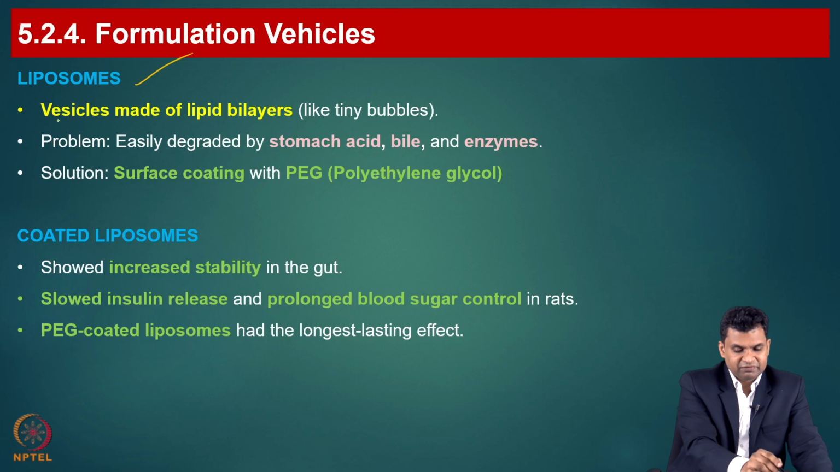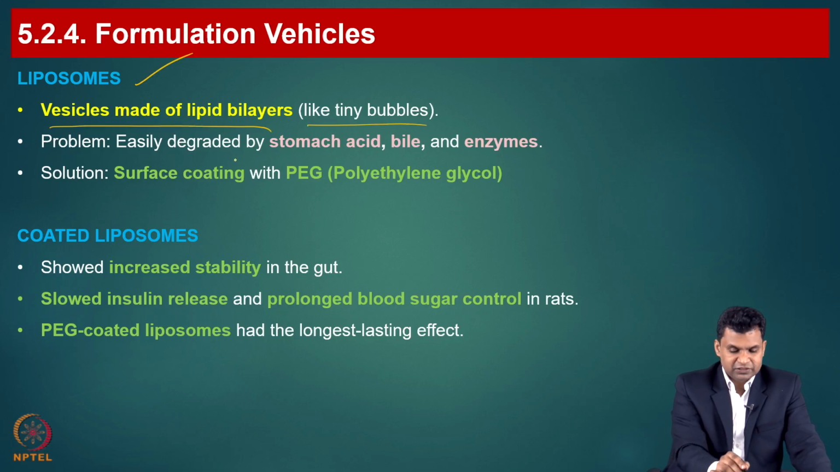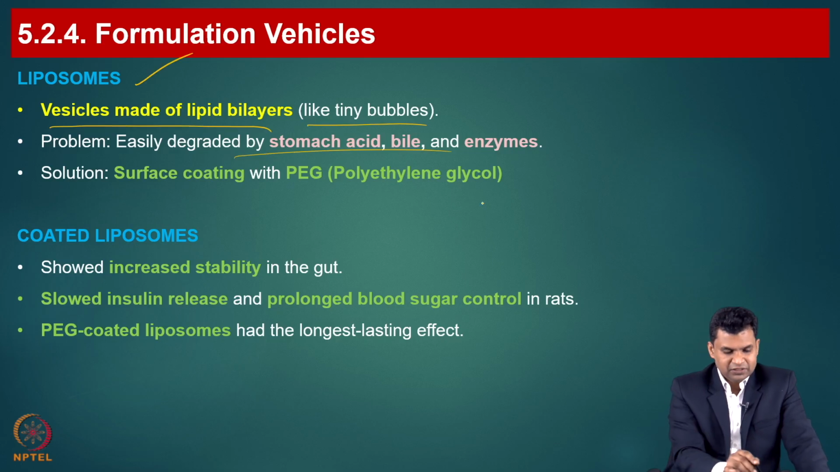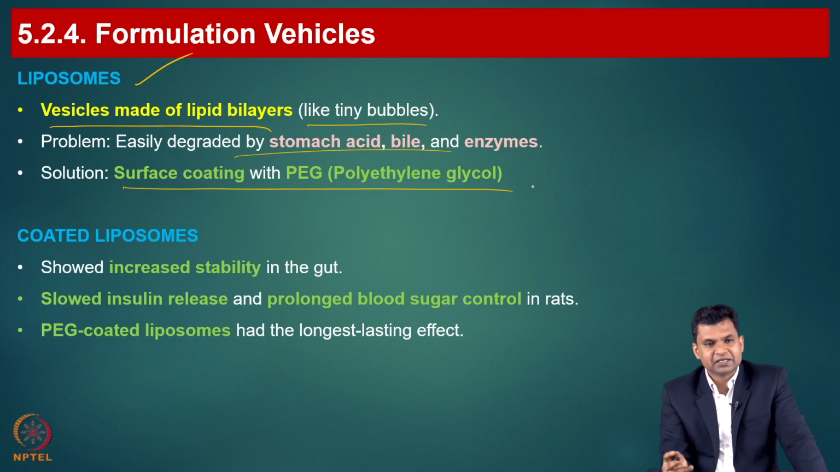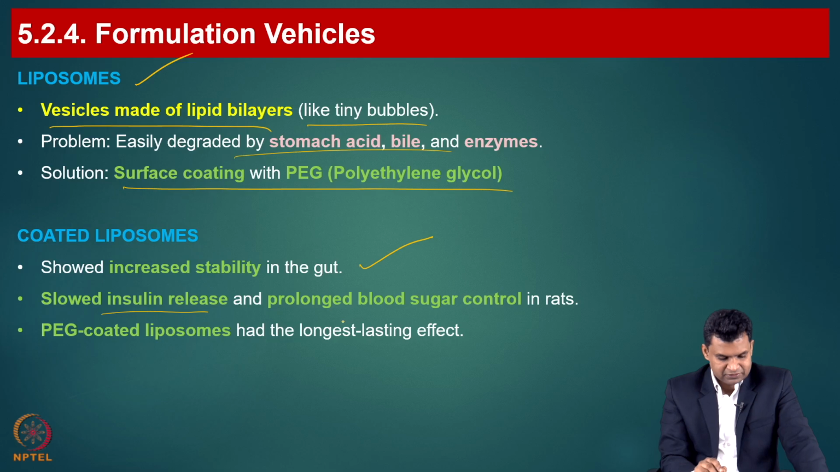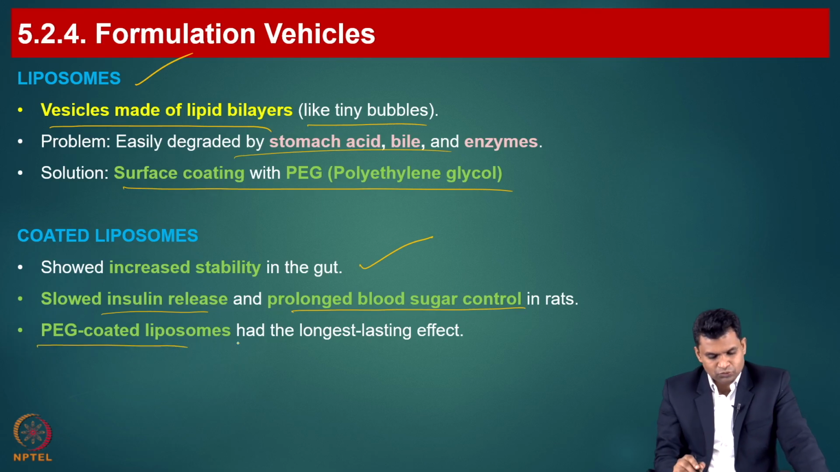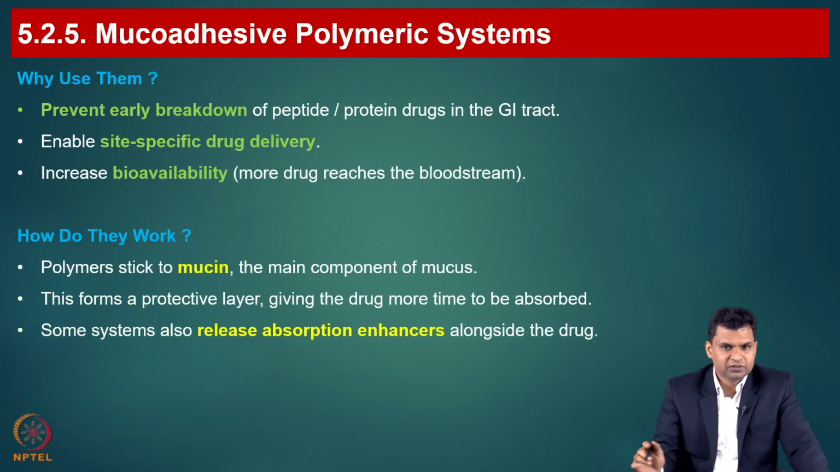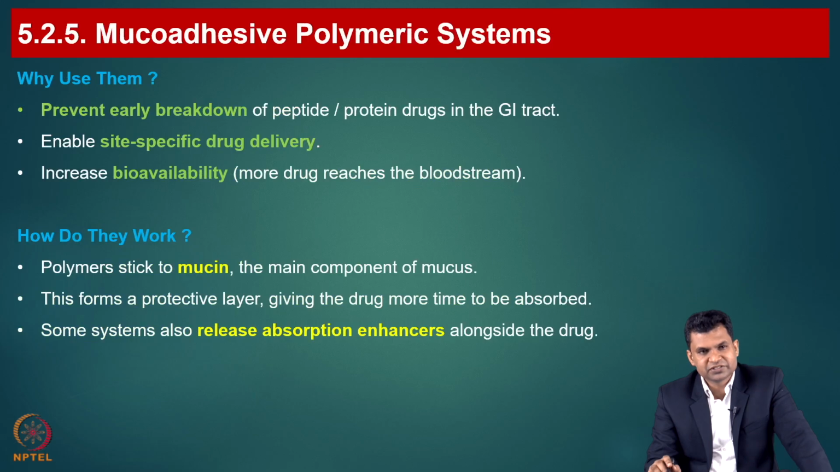Liposomes, here we use bilayer vesicles, and this is helpful for improving solubility as well as permeability, and you can avoid degradation from acid, bile and enzymes. Yes, surface coating with PEG, like a pegylated liposome, is possible, that will improve the stability as well as control the release and prolong the blood sugar level if you want to go with something like insulin, and you can also coat with PEG, that will help prolong the half life of the formulation. Another one is mucoadhesive polymer systems.